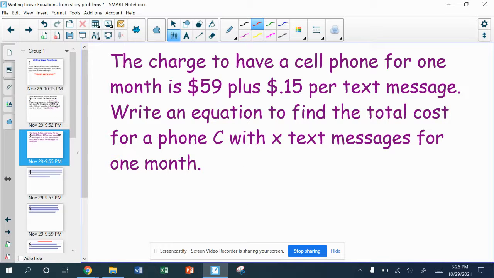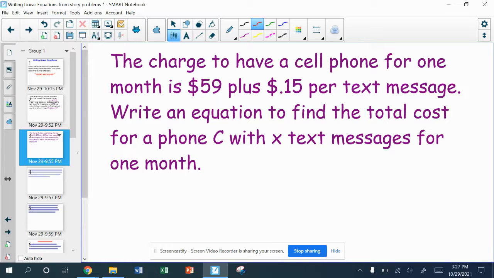Now it says the charge to have a cell phone for 1 month is $59 plus 15 cents per text message. Now I know that that's not how we get charged for cell phones now, but this is how it used to be. So you get charged for every single text message. Now, I think that some parents would be broke if we had to pay for every snap that was sent. But we want to write an equation for the cost, and X is the number of text messages.